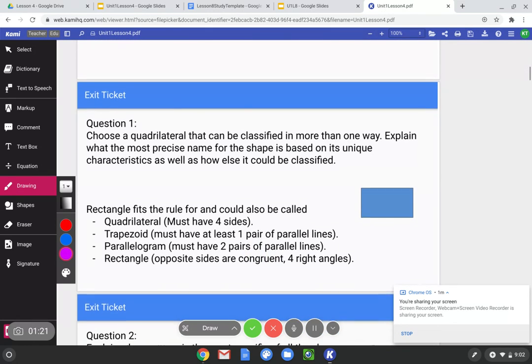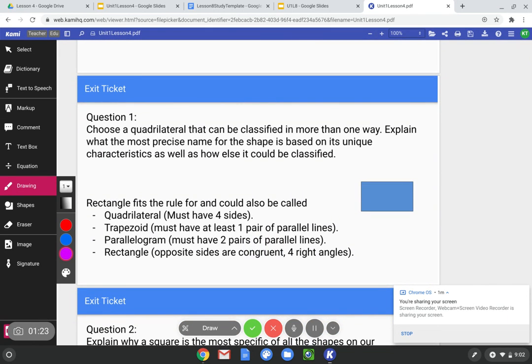Okay, now that you've unpaused the video, here's what we have for question 1. Now, remember, you can choose any quadrilateral that you wanted, but we just went with a rectangle. Now, a rectangle fits the rules for and could be called a quadrilateral because it has 4 sides. Remember, we start vague. 1, 2, 3, 4. Quadrilateral. And it has one pair of parallel sides right here, so it's a trapezoid.